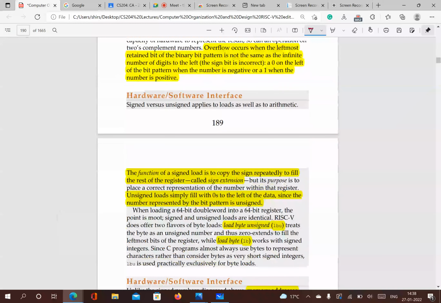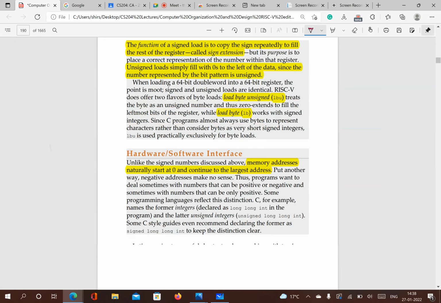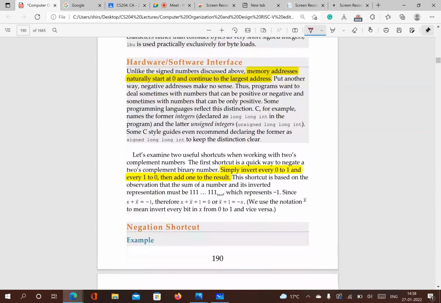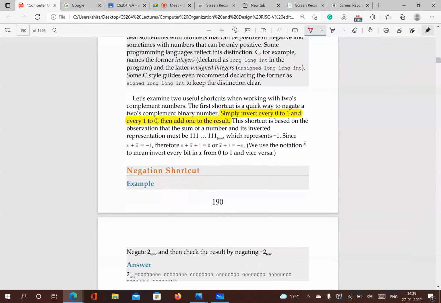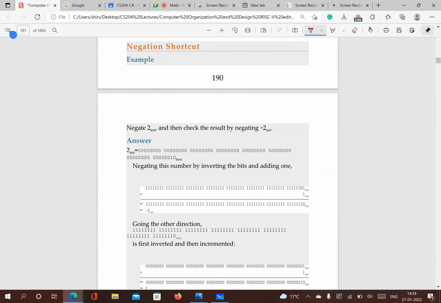Okay, I'm skipping this hardware and software interface. I'll come back here again. This point is important, but I'm skipping it. Skipping this, I'm going directly to this example, the negation shortcut.